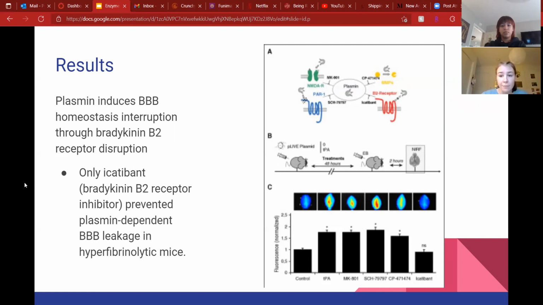So this figure on the right in panel A is showing the known effects of plasmin and possible target pathways for plasmin inhibitors. Panel B is showing the experimental design. And panel C is showing the fluorescent images of tPA transfected mouse brains treated with 5 different inhibitors of the plasmin substrates as possible pathways. And essentially the only substrate inhibitor that was effective in preventing blood-brain barrier leakage was a bradykinin B2 receptor inhibitor.